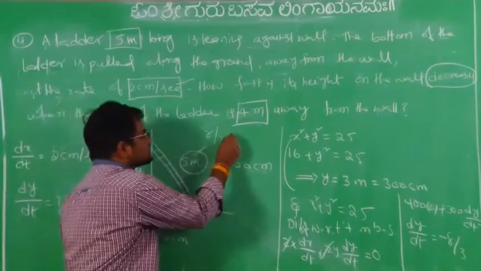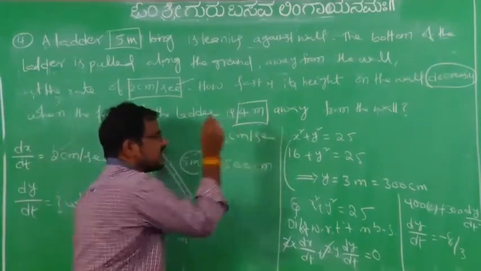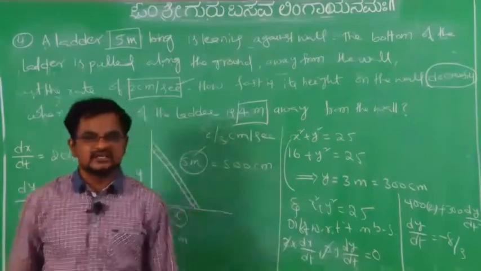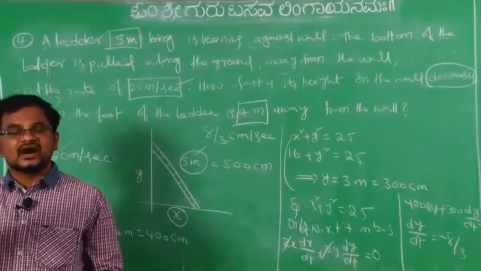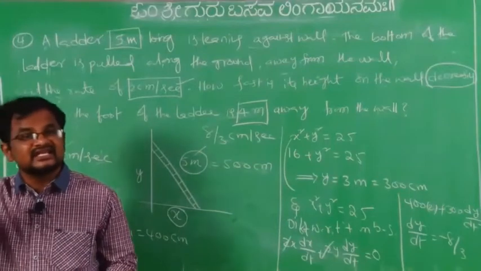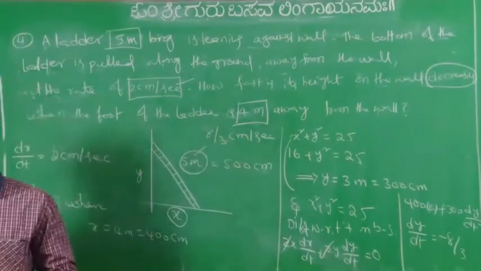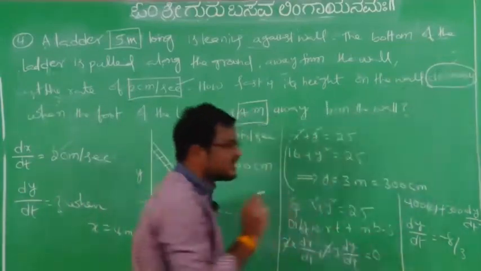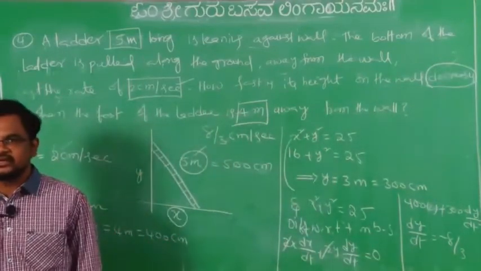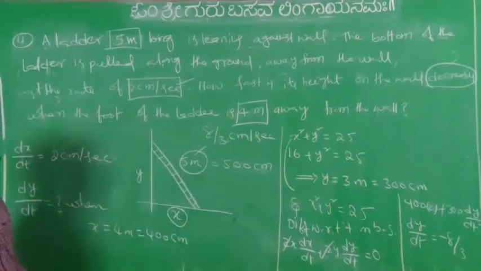8 by 3 centimeters per second, or minus 8 by 3 centimeters. How is it decreasing? They are asking, it means 8 by 3 centimeters per second it is decreasing, right? But it is not mentioning only dy by dx, so you can take it that way maybe. Okay? So this is a very important problem.